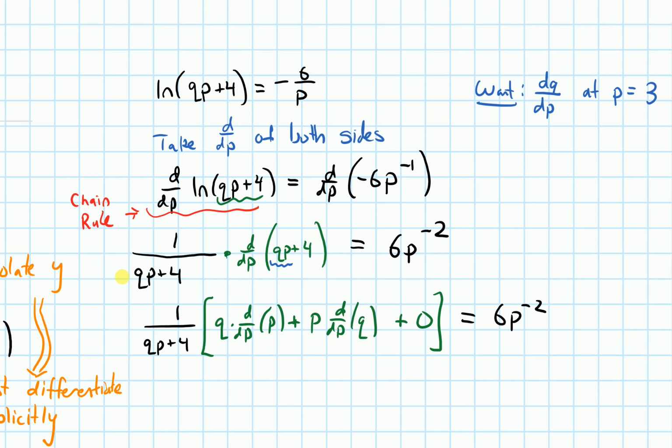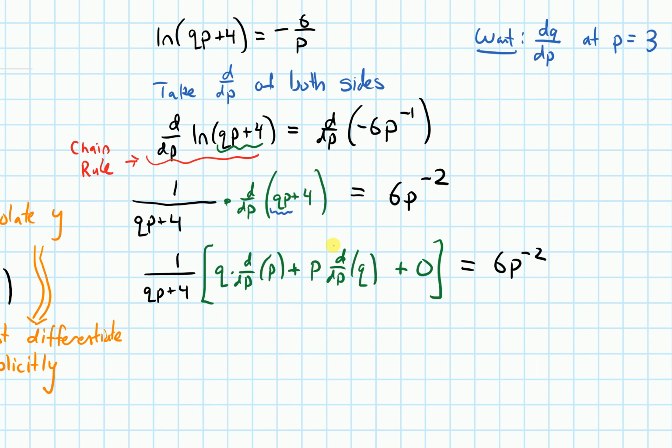All right, so let's finish these two derivatives that showed up in the product rule now. We have 1 over qp plus 4. And in green now, I have q times the derivative of p, which is just 1. Because I'm taking d/dp, that means I'm thinking of p as my variable, so this is just like a normal derivative. Okay, and then we have plus p times, now I need to take d/dp of q.